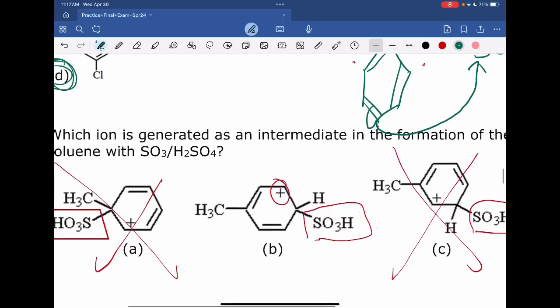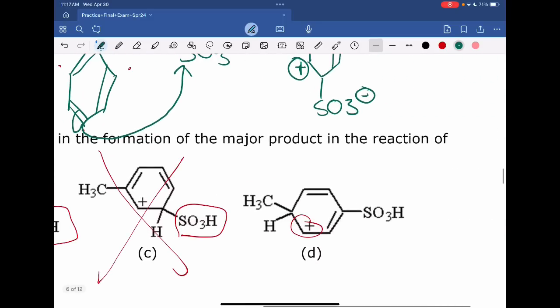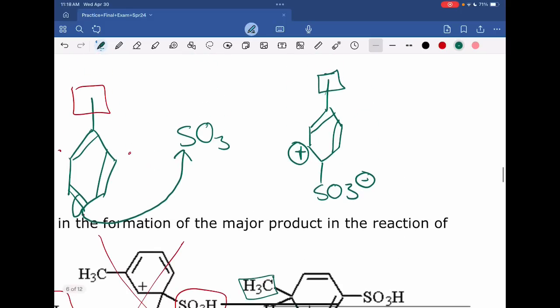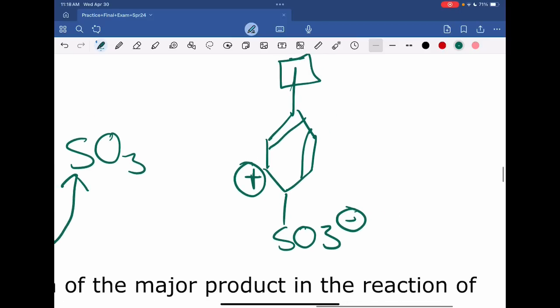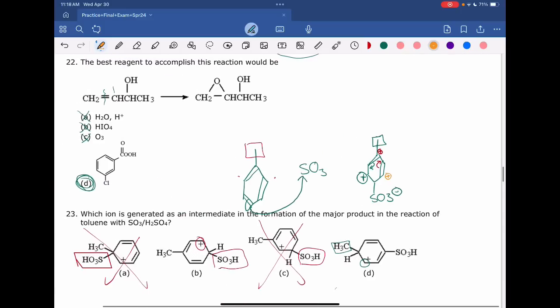This is B. It cannot be D because D is proposing a positive charge on the carbon ortho to the methyl group. And you can't do that. If you try to do the resonance structure for this, you can only get the positive charge on this carbon. And then if you move these ones, you're gonna get it on this carbon. So you will never get it on the one that's ortho. So that's why D is wrong.